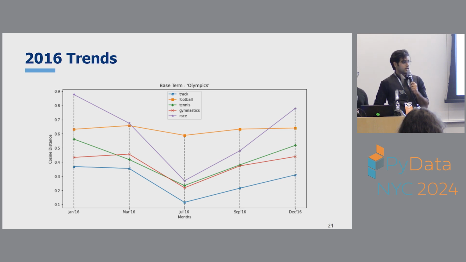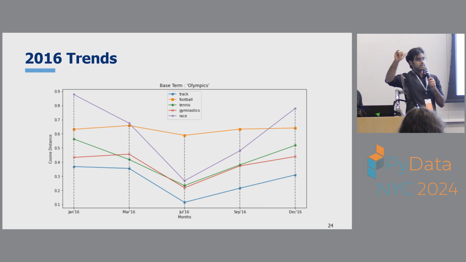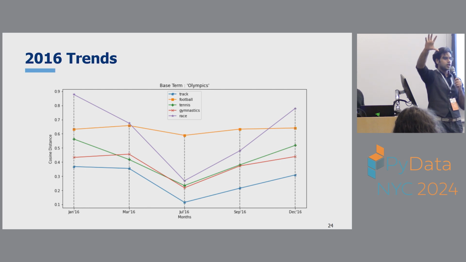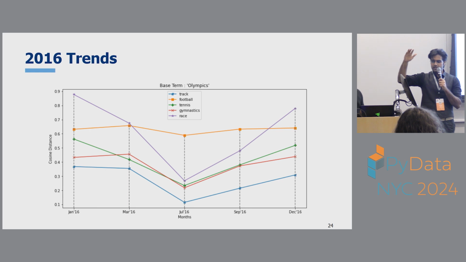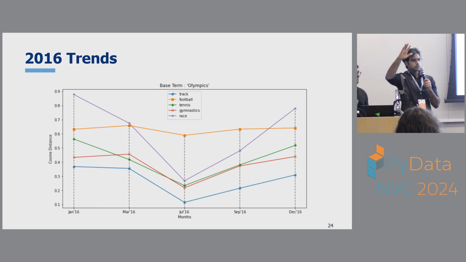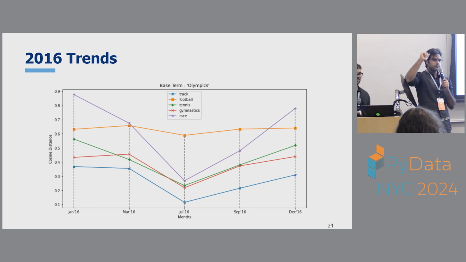I showed this in Greece this summer for a conference. They didn't like that. We can see very clearly that around July 2016, when the Olympics actually happened, we see a huge convergence in all the sports that were in the Olympics. Everything other than American football shows convergence, and American football more or less remains the same.